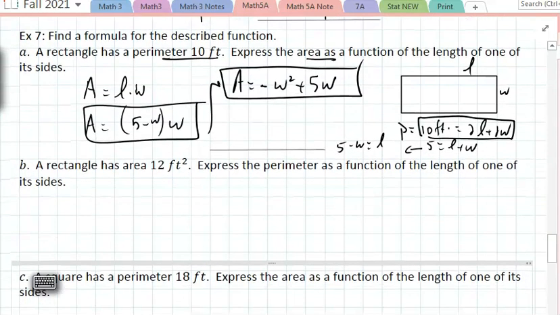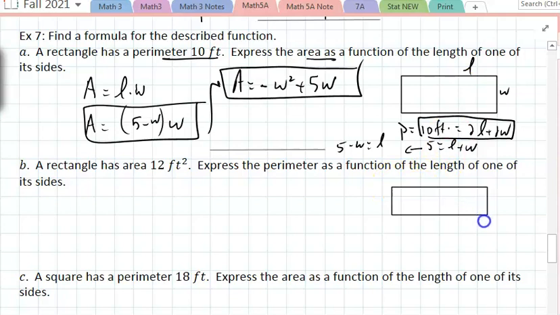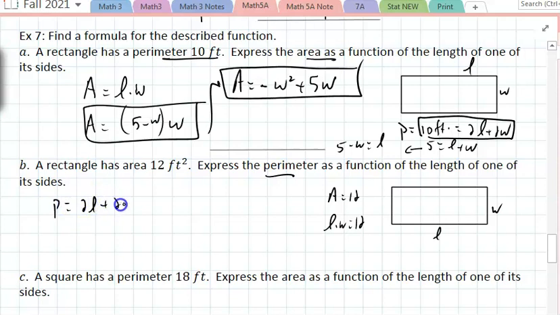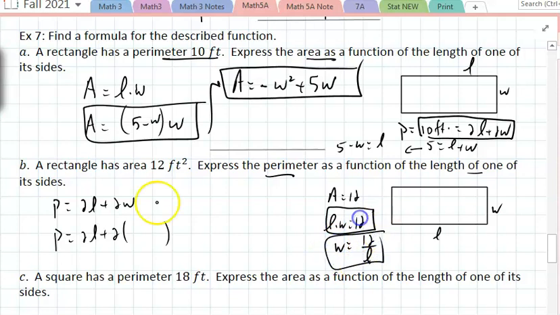Similarly, I have a rectangle, and if the rectangle happens to have an area of 12 square feet, well, I know area is length times width. Express the perimeter. We know the perimeter is twice the length plus twice the width, as a function of one of its sides. So last time we got rid of length, let's get rid of width in this case. If I want to get rid of width, again, this is where this comes in handy. We know the width is 12 divided by L. Take this and substitute it for the width.